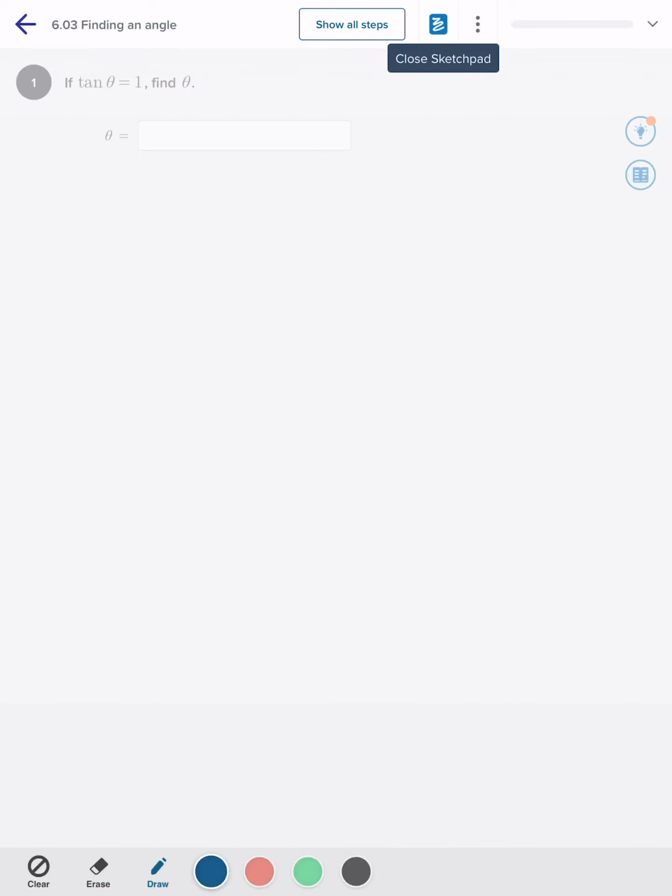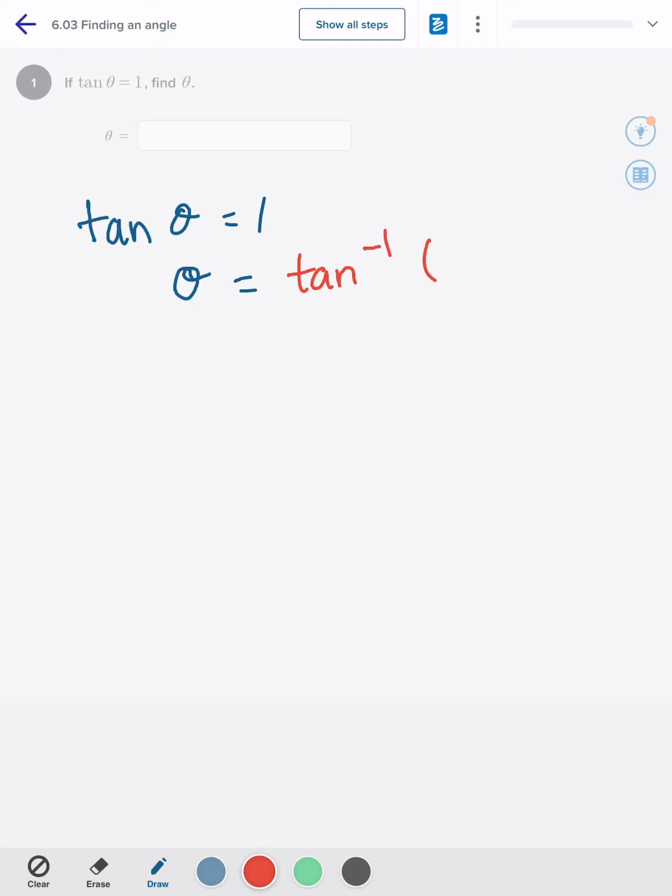So first of all, if I have tan theta equals 1, to find theta on its own, I'll write this again, tan theta equals 1. To have theta on its own, we will use tan inverse of 1. That's all you have to do. We get rid of tan on the left hand side, and on the right hand side we write tan inverse of the given value, which is 1.